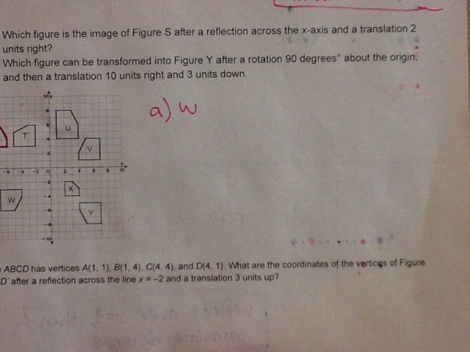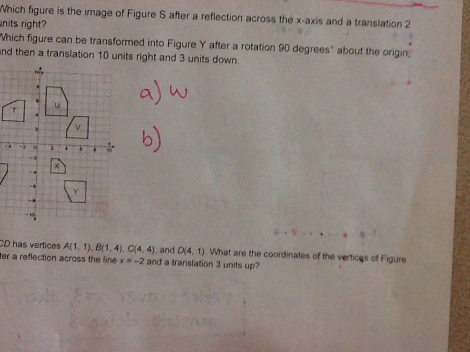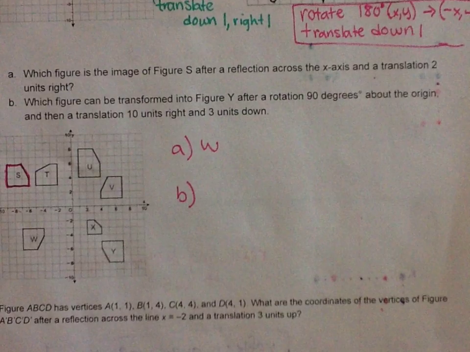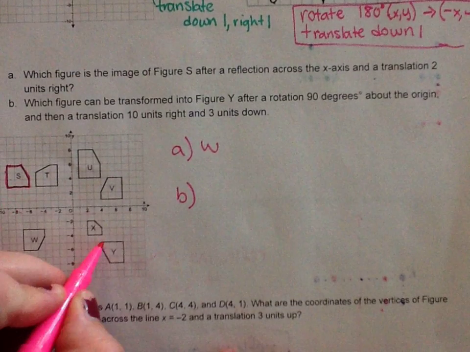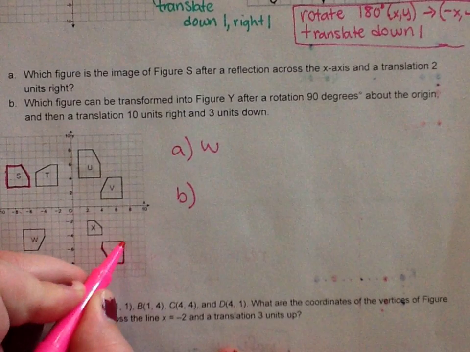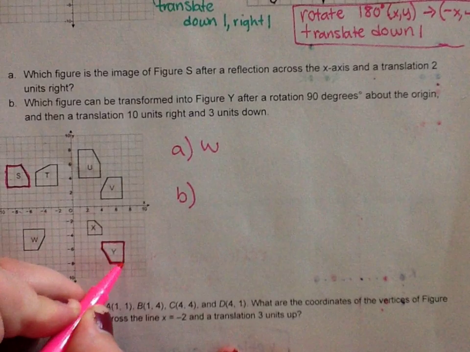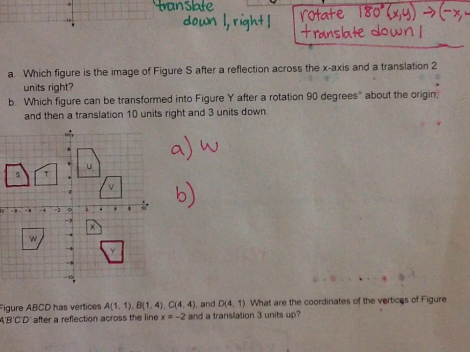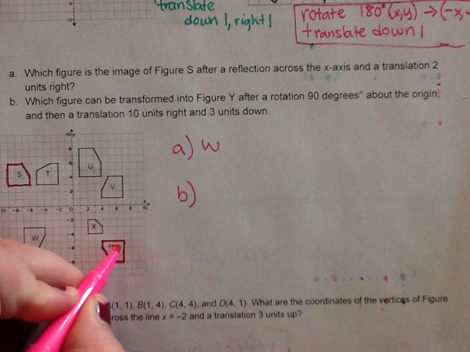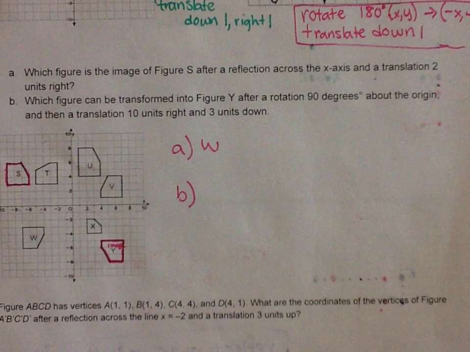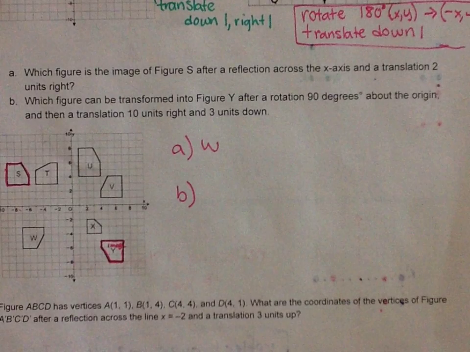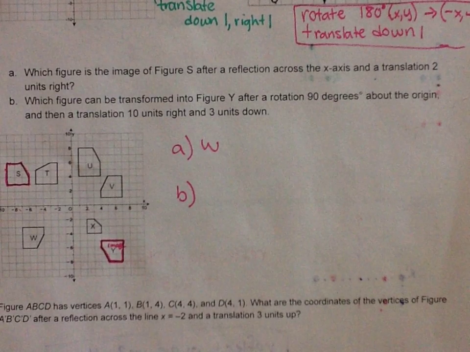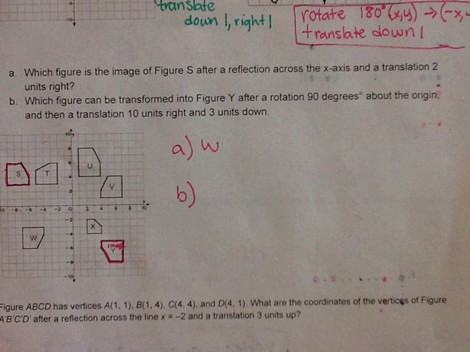All right, look at part B. I want you to look at that one by yourself. Which figure can be transformed into figure Y? So Y is where I end this time. This is my image this time. I'm looking for my pre-image, whichever one I rotated 90 degrees about the origin and then translated 10 units right and 3 units down, and that's how I got to Y.